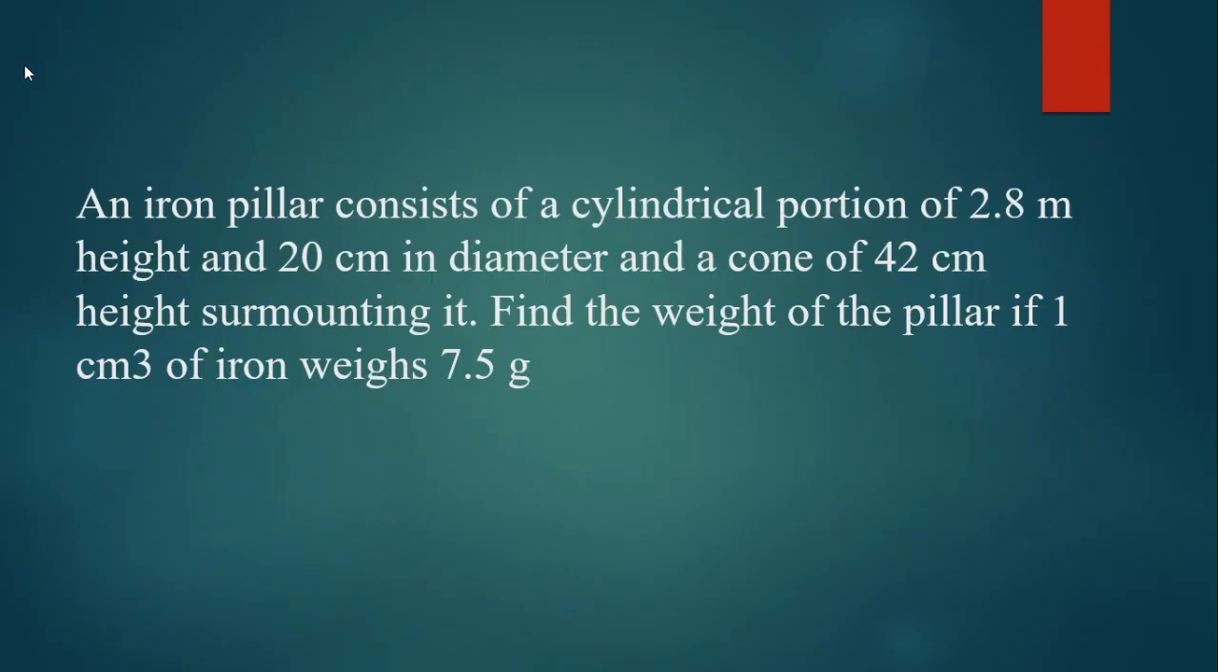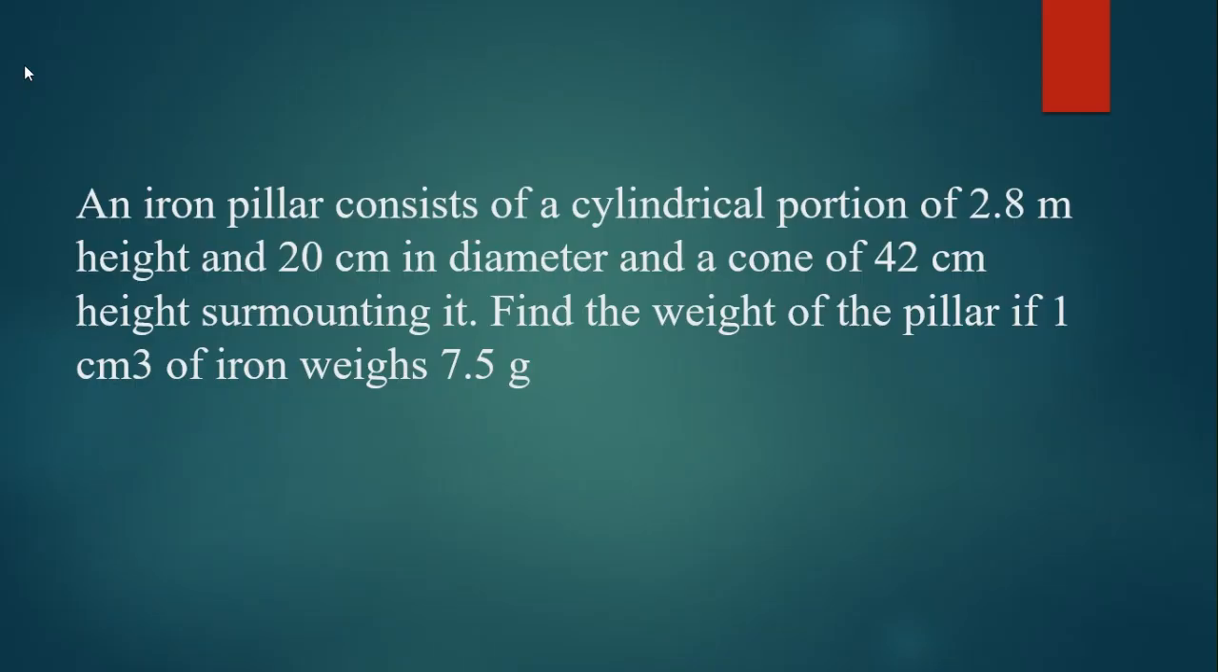Let us find the following. An iron pillar consists of a cylindrical portion of 2.8 meters height and 20 centimeters in diameter, and a cone of 42 centimeters height surmounting it. Find the weight of the pillar, if 1 centimeter cube of iron weighs 7.5 grams. Okay, let us find the weight of an iron pillar.